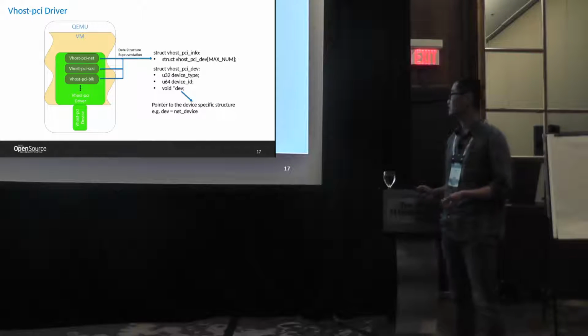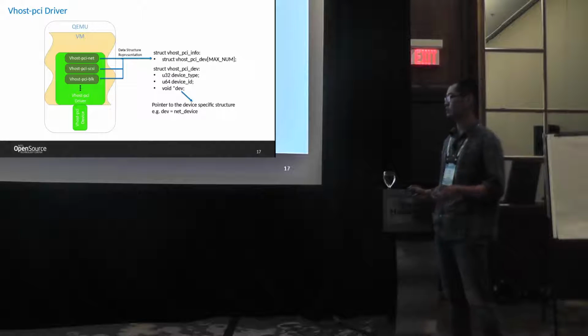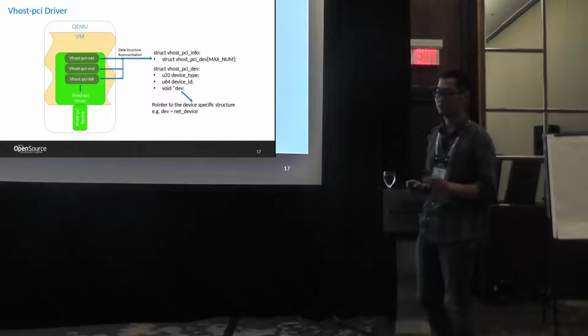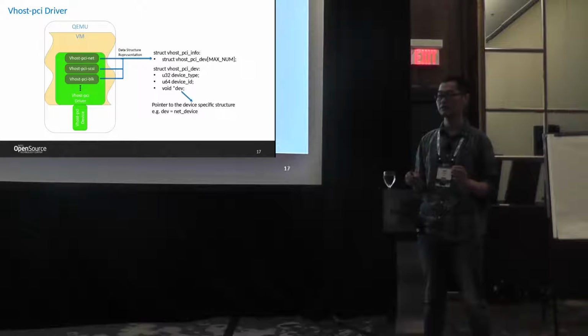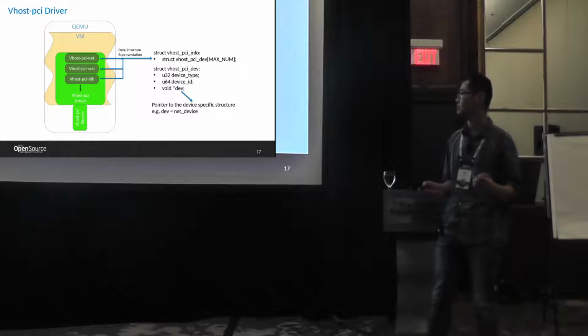If it's a LED device, it will point to a LED dev structure. And in the initialization code, it will create a LED dev in the kernel so that the kernel network stack can know there is a new LED dev device so that it can use it to transmit the packets.